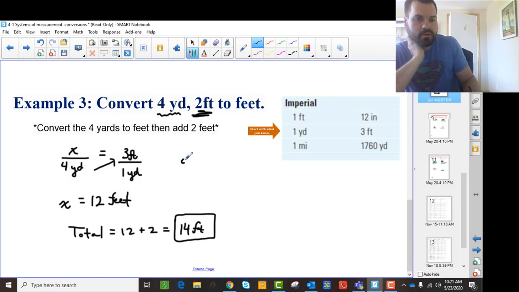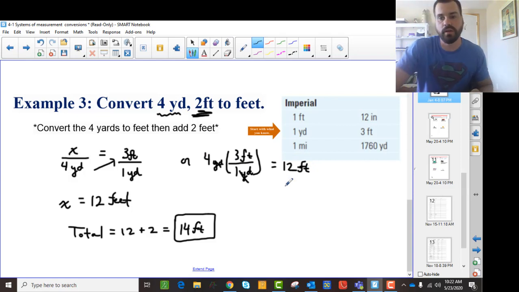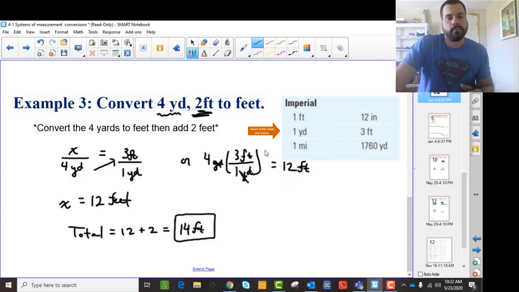Or again, up here you would just go, I want to take 4 yards and convert it to feet. So I'd say 4 yards, I get 1 yard, and that's 3 feet. So the yards cancel, and I go 4 times 3 and get 12 feet. So either way, it doesn't matter how you do it, you still get that 12 feet.